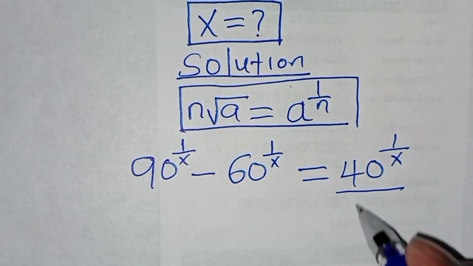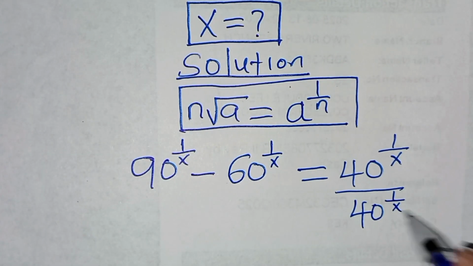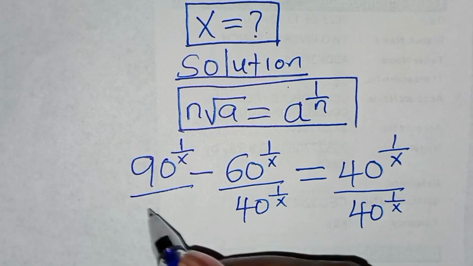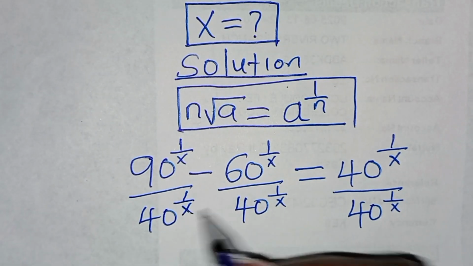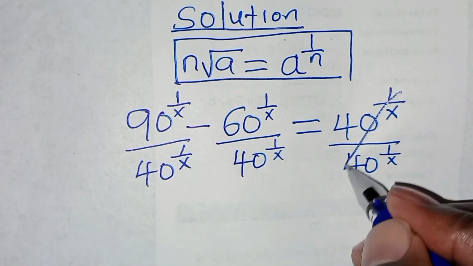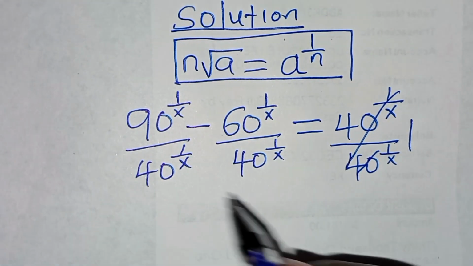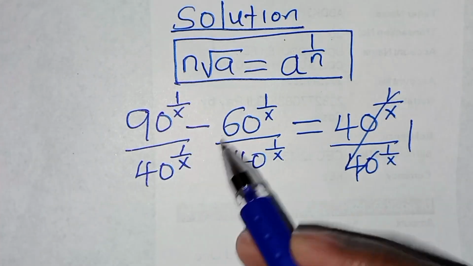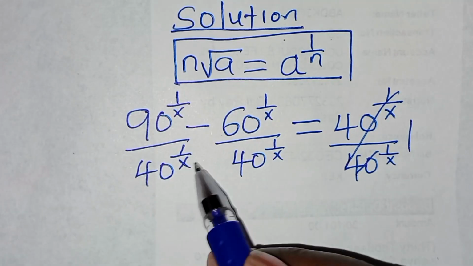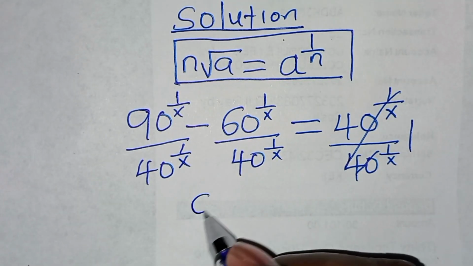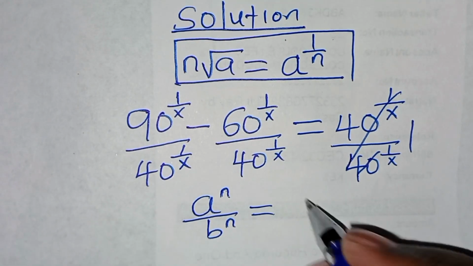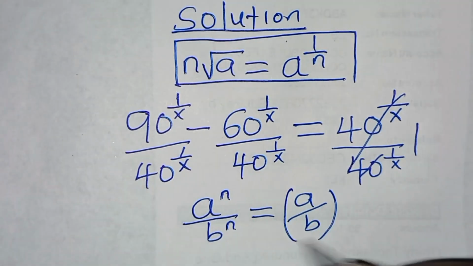Let's divide both sides by 40 raised to power 1 over x. If you simplify here, this is the same thing as 1. And given that 90 raised to power 1 over x divided by 40 raised to power 1 over x is in the form of a to power n over b raised to power n, we can express it as a over b, raised to power n.